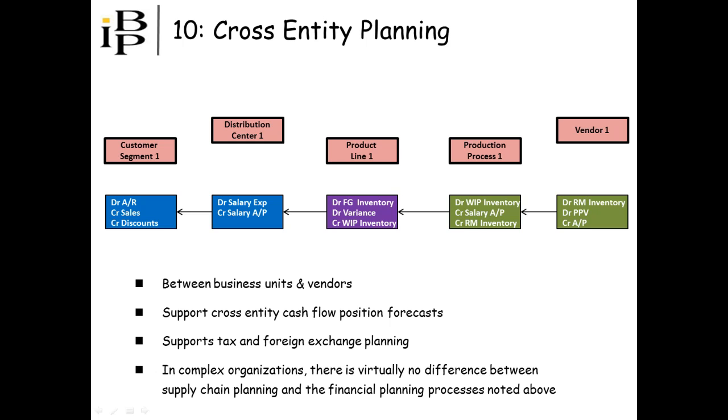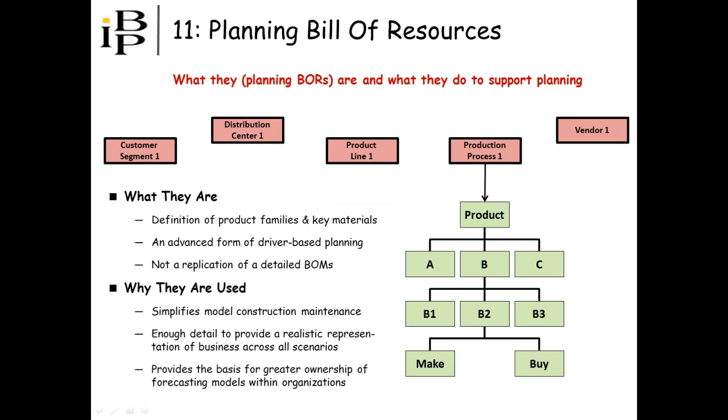planning and forecasting. In fact, in complex organizations, there's virtually no difference between supply chain planning and many financial planning processes. This is a critical point to understand because in global organizations, improving these processes requires finance professionals that understand operations. Planning bills of resources provide the means to define what an organization makes and sells and how they do so. These planning structures are well known in manufacturing as bills of materials.